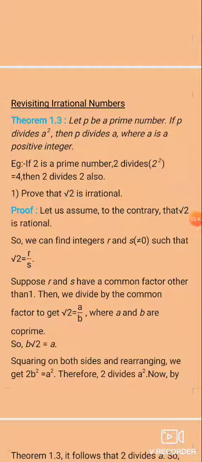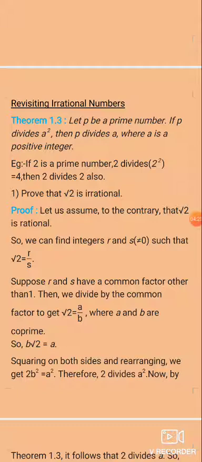Suppose R and S have a common factor other than 1. We can take one example. Suppose a rational number 4 by 6. So 4 and 6 have a common factor other than 1. Which one is that? That is 2. So we can divide that 4 and 6 by that common factor 2. So what we get? 2 by 3. So when we divide 4 and 6 by the number 2, at last what we get? The simplest form, 2 by 3.